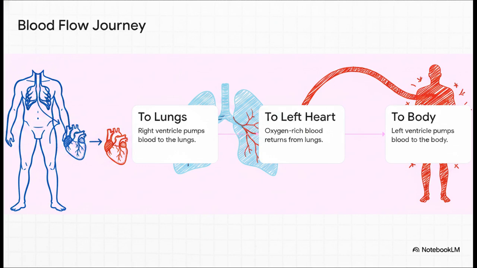Step 1, that oxygen-poor blood flows into the right heart via these massive veins called the vena cava. Step 2, the right ventricle pumps it straight out to the lungs. Step 3, the lungs do their thing, reload the blood with oxygen, and send it right back into the left heart. And finally, step 4, that incredibly powerful left ventricle squeezes and launches this rich red blood out through the aorta to fuel your entire body.